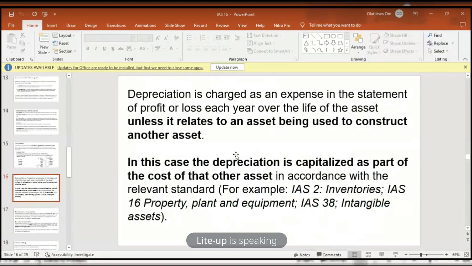So we go then to talking about depreciation. It is charged as an expense in the statement of profit or loss each year over the life of the asset, unless it relates to an asset being used to construct another asset. So, for instance, if we have a lorry that we bought for the purpose of constructing a building, when we are constructing the building, the depreciation charges on the lorry will go to the cost of the building, not into the profit or loss for the period. In this case, the depreciation is capitalized as part of the cost of the asset. So we explained that yesterday.